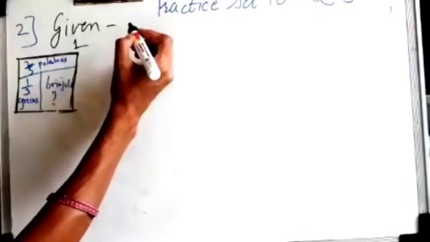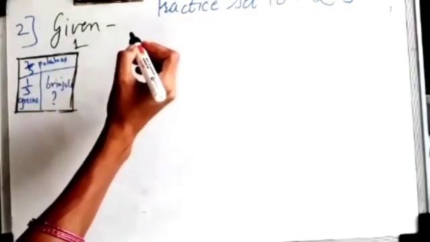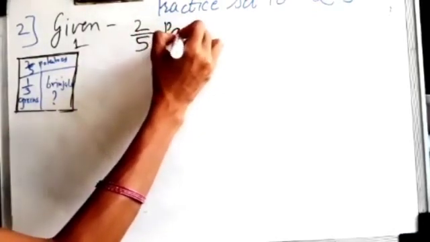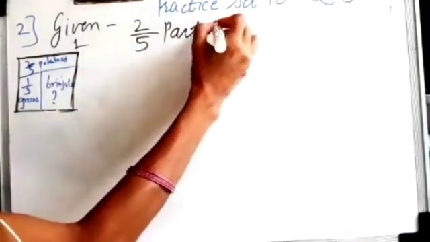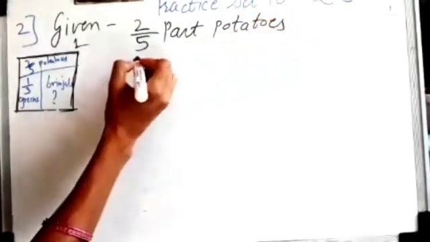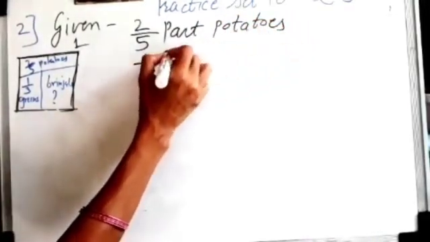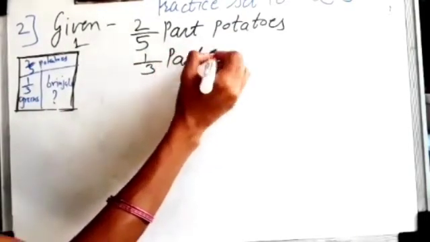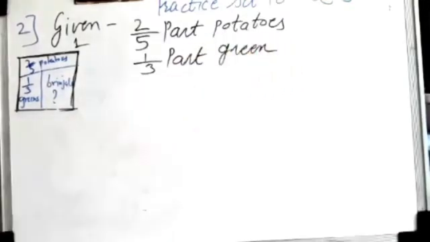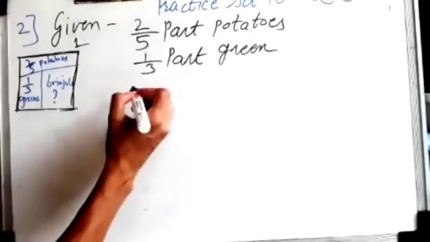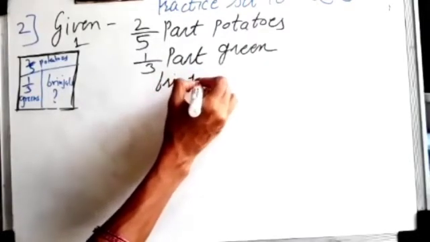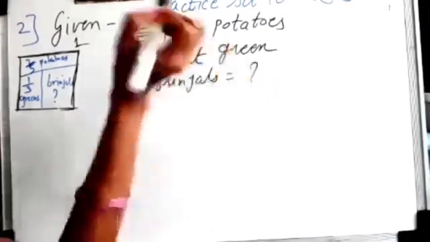So let's write the given things. 2/5 part is the potatoes, and 1/3 part is the greens. And then they ask, the remaining part is the brinjals. So how much part is the brinjals? They ask how much part of the plot did she plant brinjals.